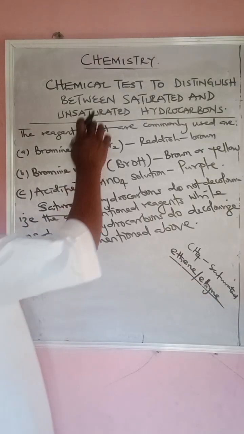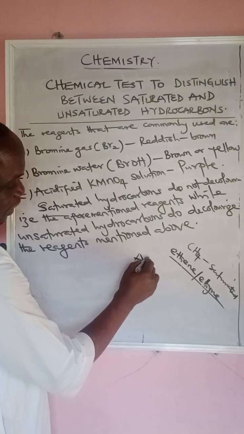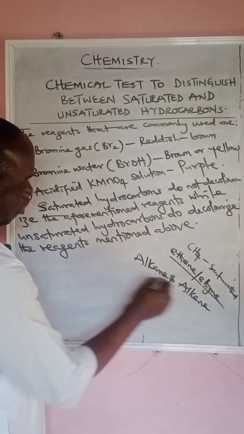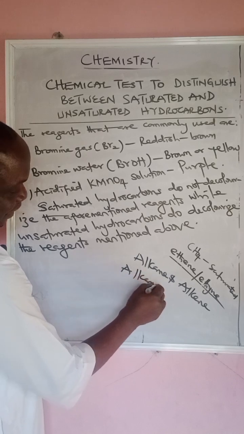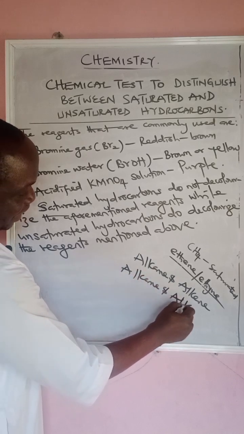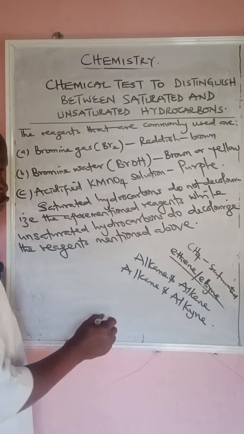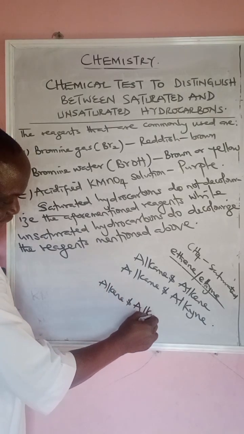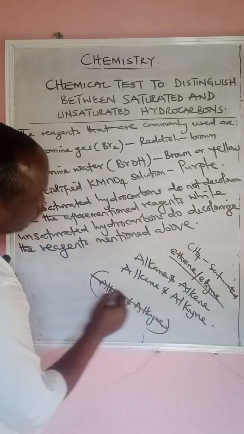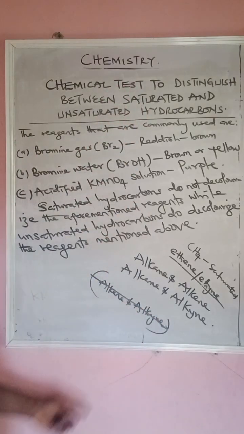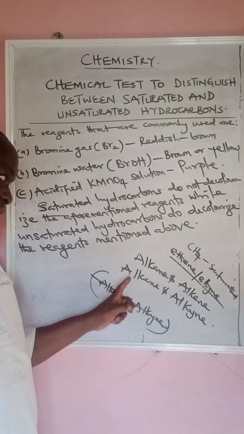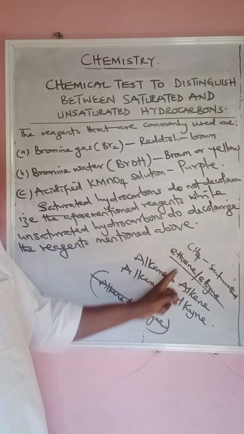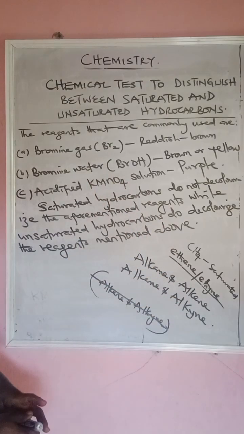So if you want to use this test, it must be between alkane and alkene, or alkane and alkyne. But between alkene and alkyne, the two are unsaturated. You cannot use this. If they can just take a member, methane, how will this be distinguished? Please take note of that.